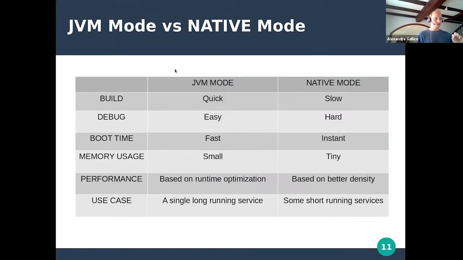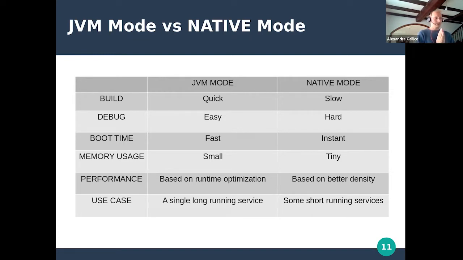I will go very quickly about this part. This is a table which is just showing the differences between the JVM mode and native mode. In JVM mode, we are producing a fast jar, a jar which is optimized by Quarkus in order to start quickly and use less memory. Compared to a typical Java framework, that's really a fair option. In native mode, this is going to another dimension, in the sense that the build is quite slow. The debugging is hard, but the boot time and memory usage are so much better. But it doesn't mean that it's applied to all situations.